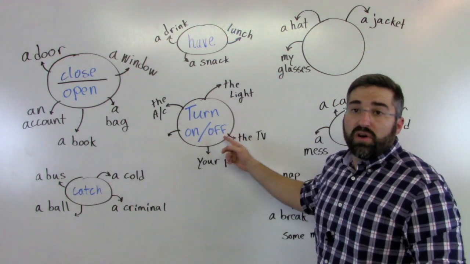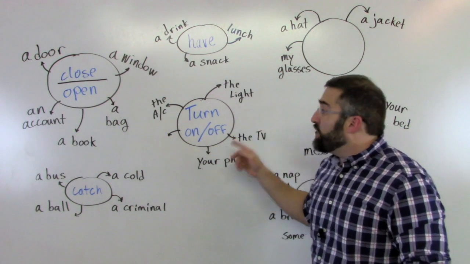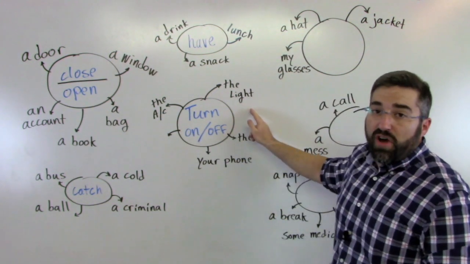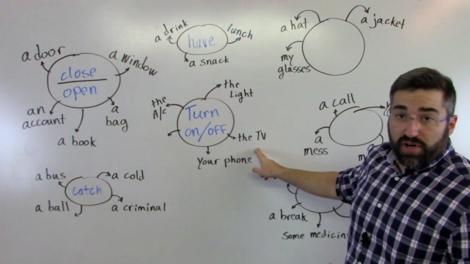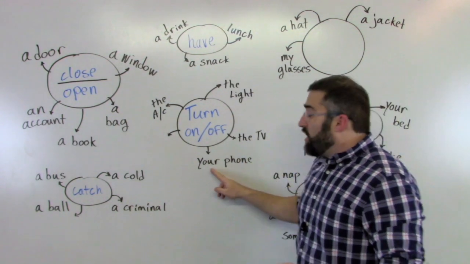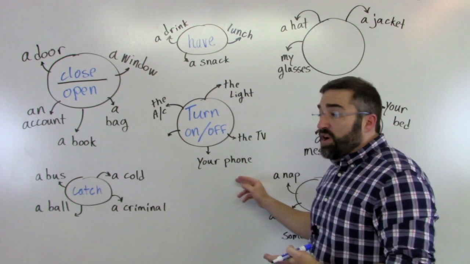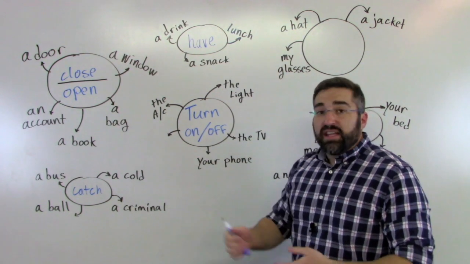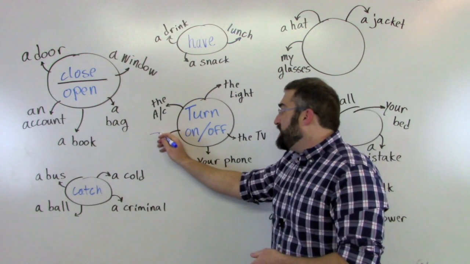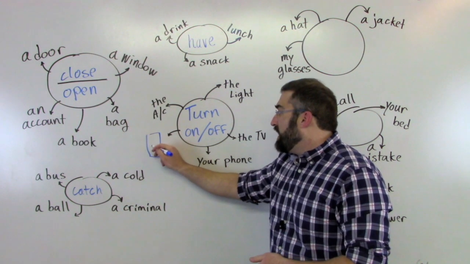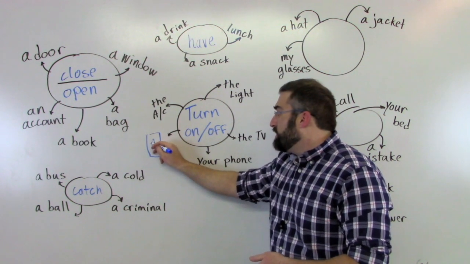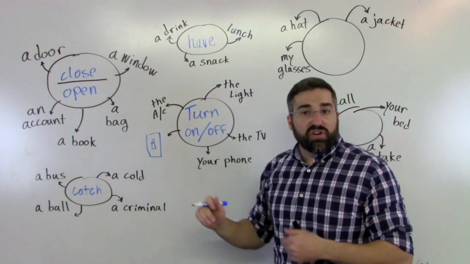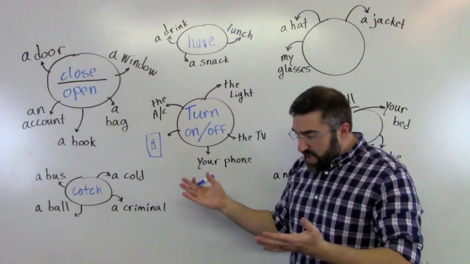turn off or turn on. So we can turn off or turn on the air conditioner, turn off or turn on the light, turn off or turn on a television, turn off or turn on a phone. Basically anything that has a light switch, right? Anything that we have a little switch, and I can turn it off or turn it on, right? Turn off, turn on. Anything that has that, there we go, okay?